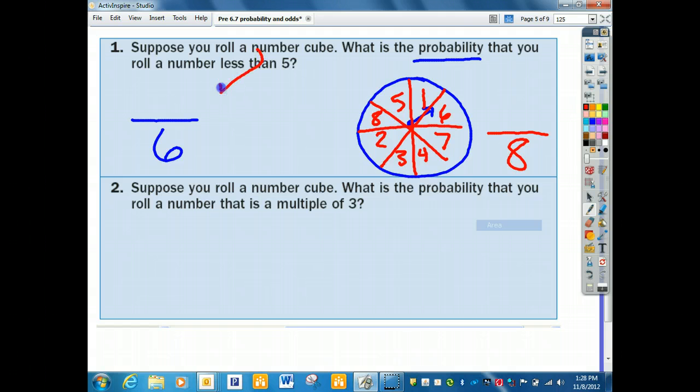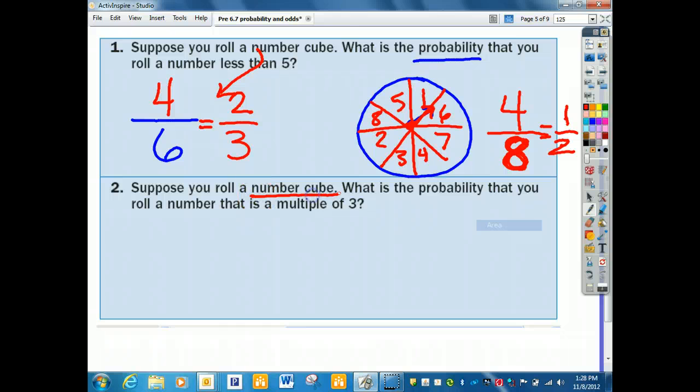But back to the number cube, how many numbers are less than 5? 4. 4 of them are. 4 to 6, which equals 2 to 3. What would it be on this spinner I just drew over here? How many numbers are less than 5? Still 4, isn't it? But now it's not 6 total outcomes. We now have 8 on this one, and that would simplify down to 1/2.